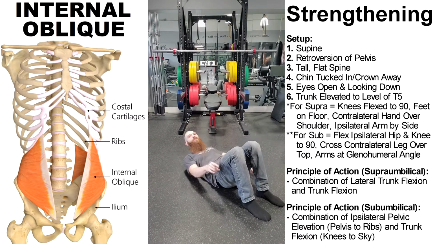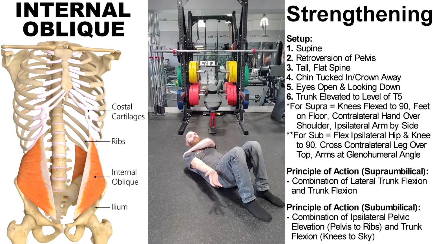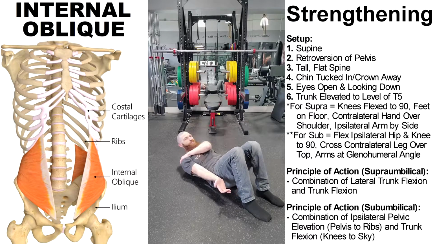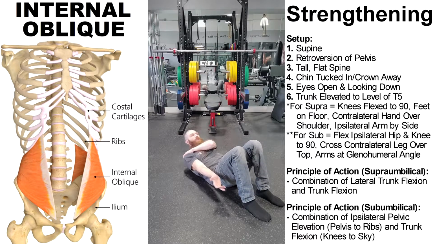You're going to flex the knees to 90 degrees, plant the feet firmly on the floor, retroversion of the pelvis, flat lumbar, flat thoracic, keep the chest elevated with contralateral hand, cup it over the shoulder with the ipsilateral hand, maximum extension of the wrist, maximum external rotation of the shoulder. And the principle of action, we're doing a combination of lateral flexion and flexion of the trunk. And this is for the supraumbilical fibers.